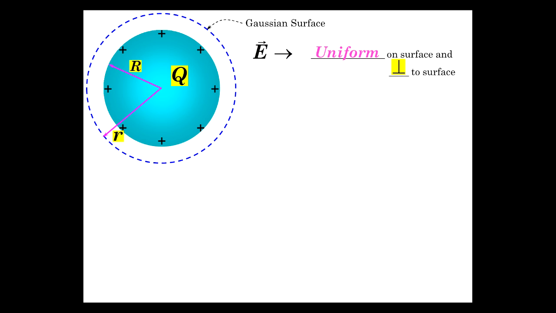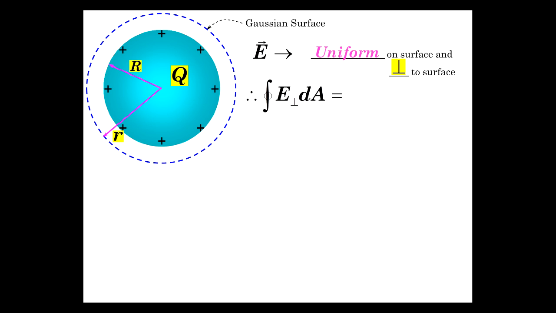So here is our conducting sphere, charge Q, radius R, and our Gaussian surface is at radius little r. This is a variable, essentially. So remember, the Gaussian surface is a mathematical region. It doesn't consist of any material substance. Now the electric field is uniform on the surface and perpendicular to the surface. What surface? We're talking now about the Gaussian surface. Same size and perpendicular to the surface.